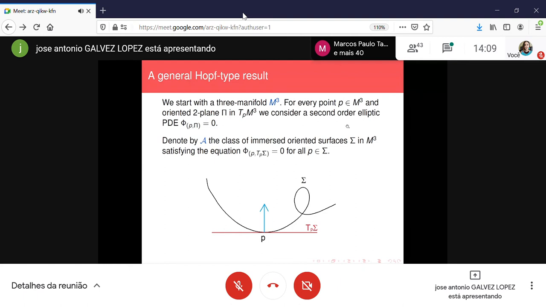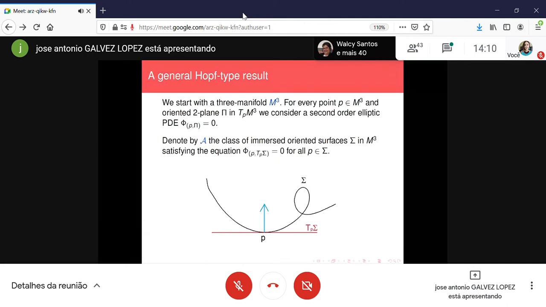We consider an arbitrary C3 manifold, M3, and choose a point P in the manifold and an oriented plane pi in the tangent space of the manifold. In a neighborhood of P in M3, we will consider a second order elliptic PDE, phi, for local graphs over pi. And we will denote by A the class of immersed oriented surfaces in the manifold satisfying the elliptic PDE in each tangent plane.